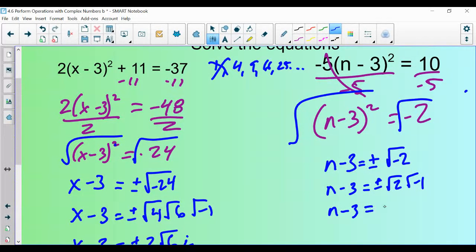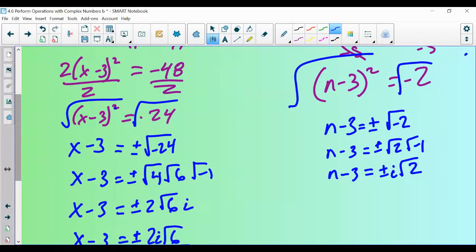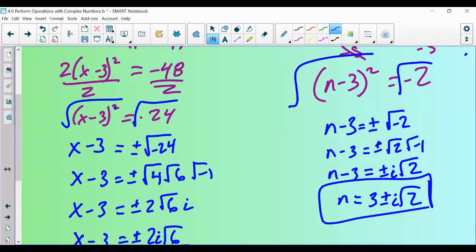n minus 3 is equal to plus or minus. Remember, the square root of negative 1 is i, and we like to write that in front of the root. And we're almost done. n isn't quite yet by itself, so we're going to add 3 to both sides. n is equal to 3 plus or minus i root 2.